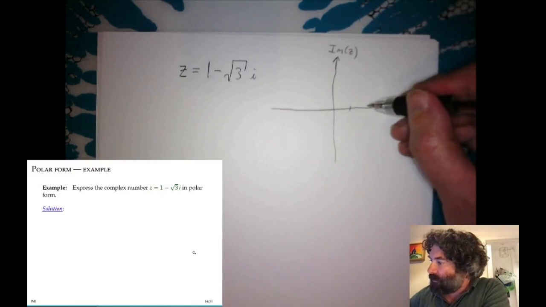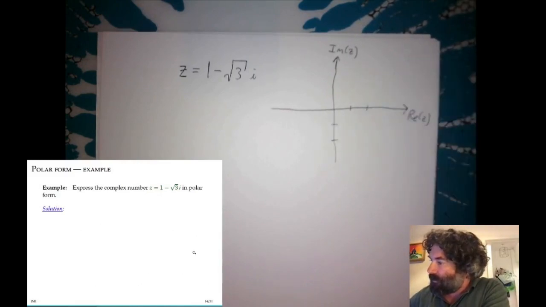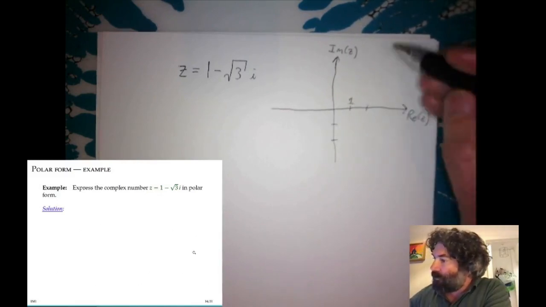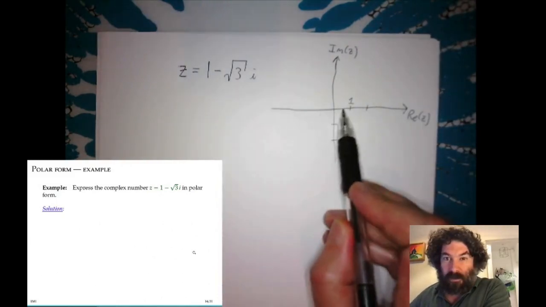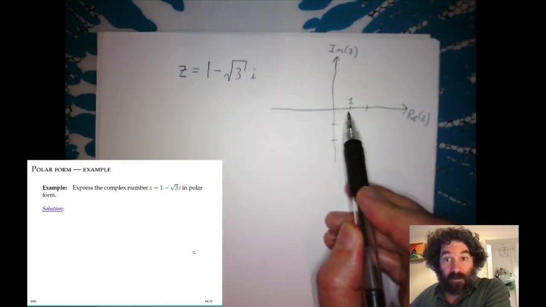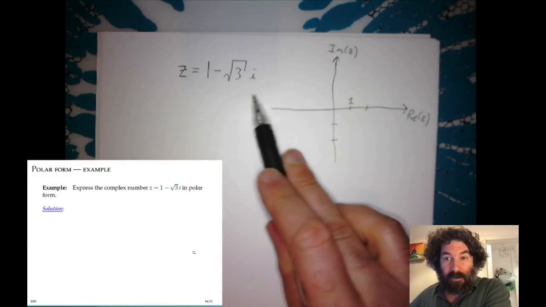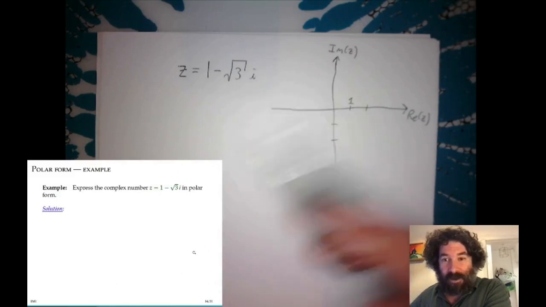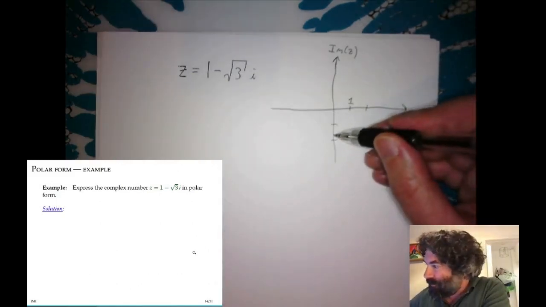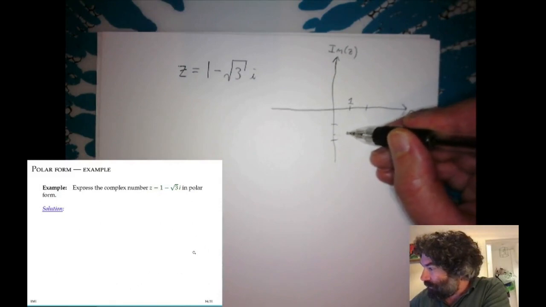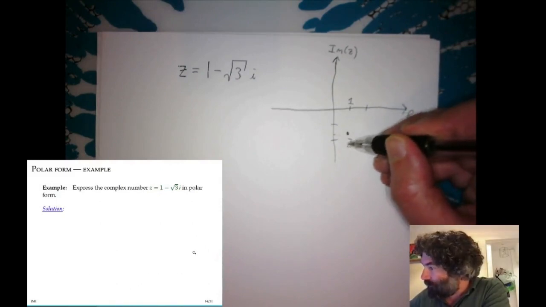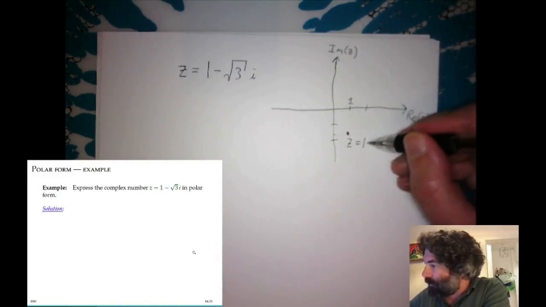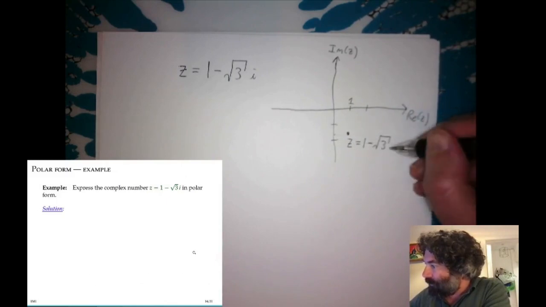And so let's make some ticks here. So this will be 1. The real part is 1, so that means the coordinate on the horizontal axis is 1. And the imaginary part is negative square root of 3, which is around negative 1.7, so about here is where this z would be. This complex number, 1 minus square root of 3i.